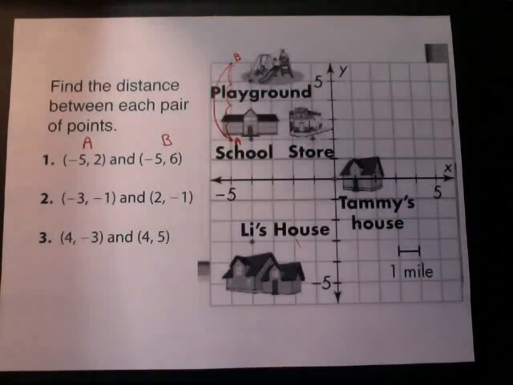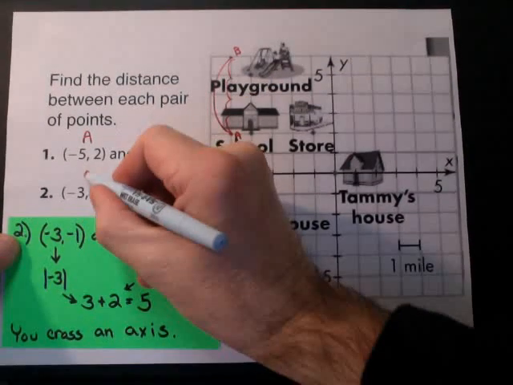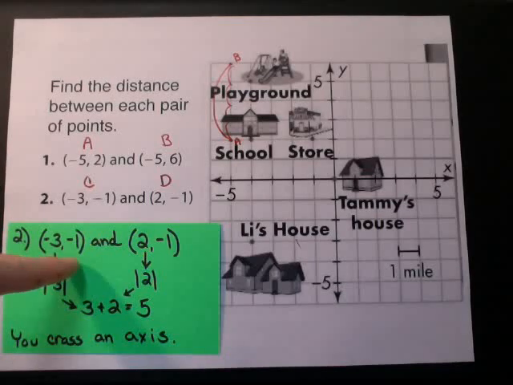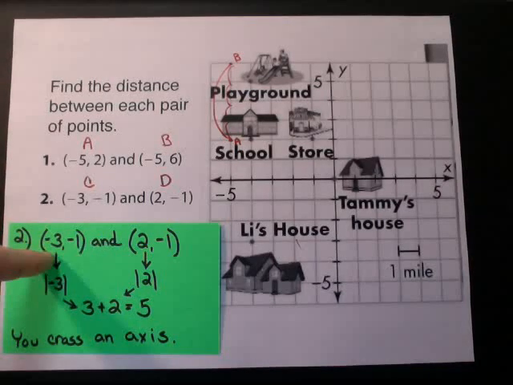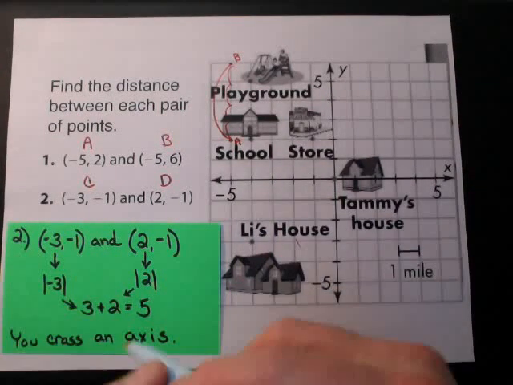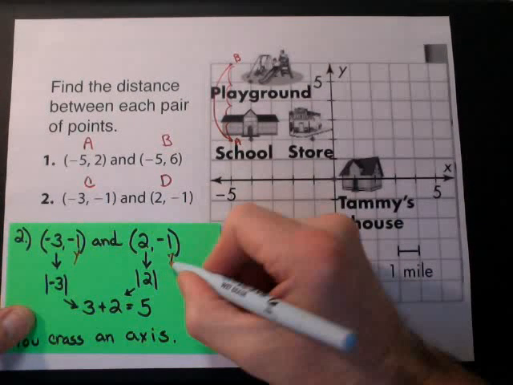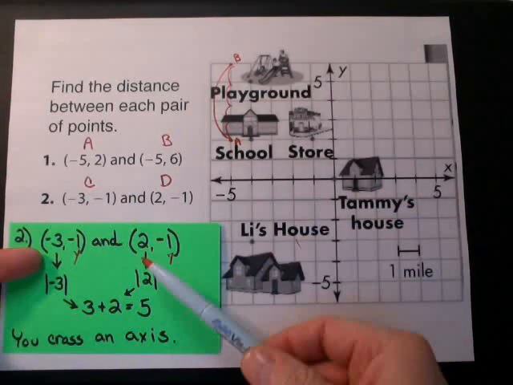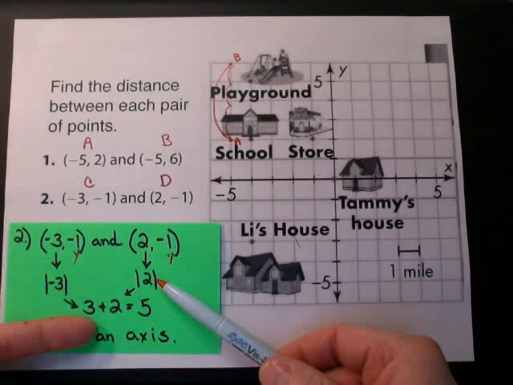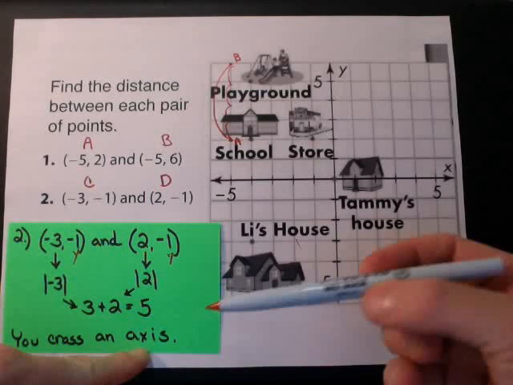Okay, let's take a look at problem number 2. Let's just label these points C and D so we can get them on the map there if we want to. The coordinates are -3, -1, and +2, -1. So in this case, we can see that the common coordinate is in the Y line, so we're going to use the absolute value of negative 3 and the absolute value of positive 2. The absolute value of negative 3 will be 3. The absolute value of positive 2 will be 2. And you do cross an axis.